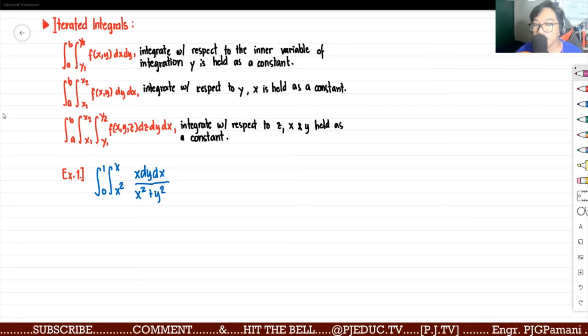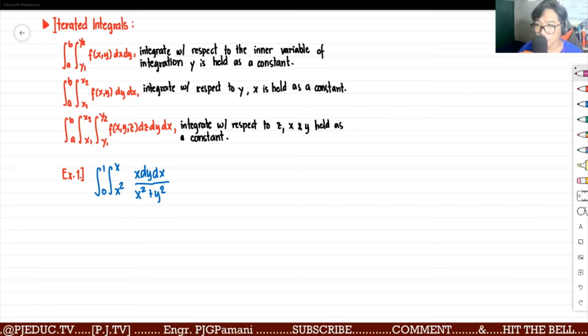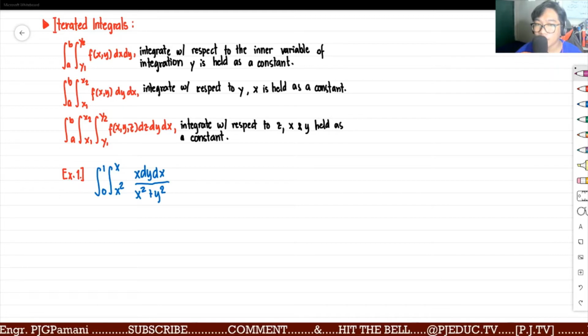Again, iterated integrals. This concerns multiple integrations with respect to a particular integrand. So from your differential calculus, remember there is what we called double differentiation up to triple differentiation. Kung meron ganon, meron din sa integrals or integration calculus. Integral calculus: double integration hanggang triple integration.